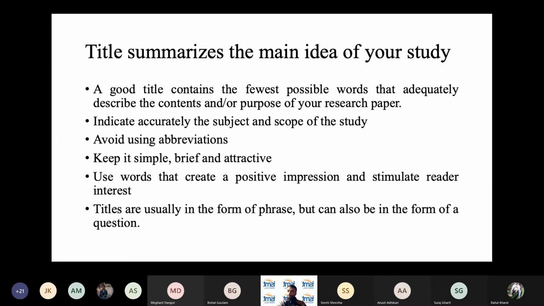Use words that create a positive impression and stimulate the reader's interest. Okay, something that will interest the reader. We need to formulate our title in that way also. Titles are usually in the form of a phrase but can also be in the form of questions.